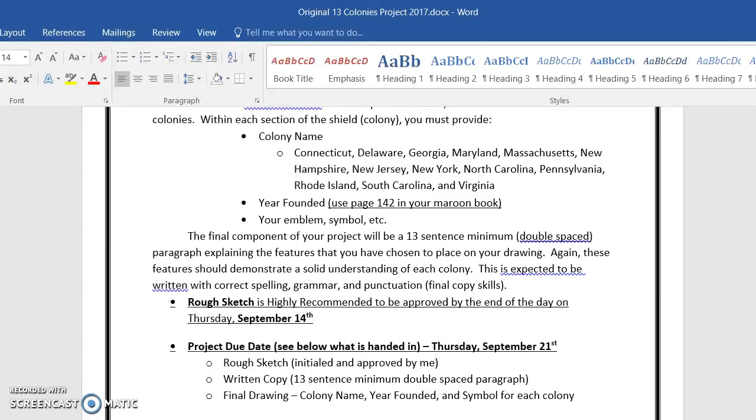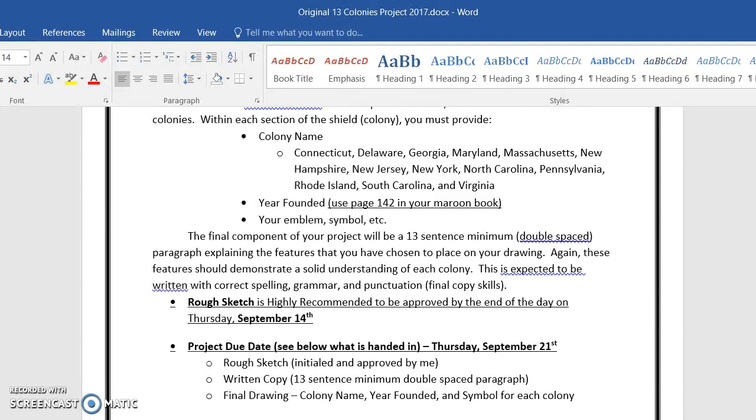The project due date you'll see there, which see below what is handed in, but that's going to be the following Thursday, September the 21st. And the three things you will hand in: your rough sketch, which is initialed and approved by me when you bring that to me. Once I do that, do not lose it. Keep it because it is part of your final rubric. The written copy, which is a 13-sentence minimum double-spaced paragraph. Again, 13 sentences because there are 13 colonies, and you will have a symbol or an emblem for each of those 13 colonies. So you're talking about one sentence for each colony.